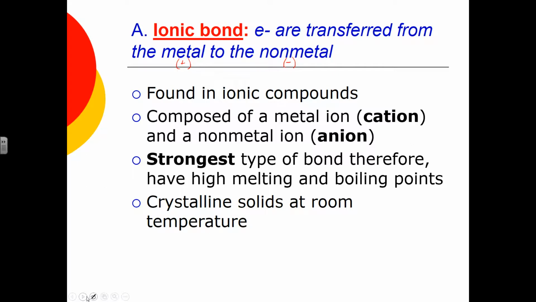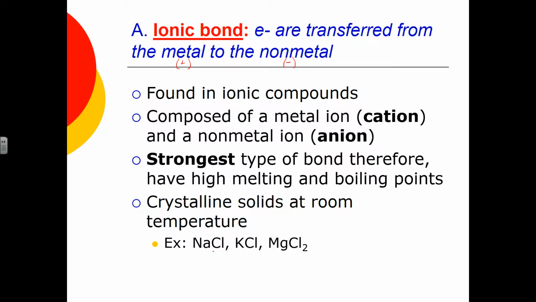Ionic substances are always going to be crystalline solids at room temperature. Just think about it. One of the most common types of ionic compounds is sodium chloride, or table salt. And if you think about what table salt's physical state is at room temperature, it is a white crystalline solid. Some other examples of ionic compounds besides sodium chloride are potassium chloride and magnesium chloride.